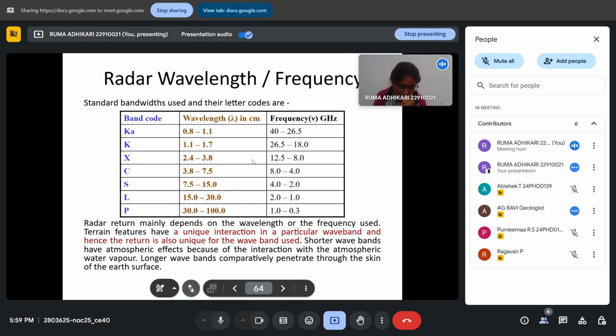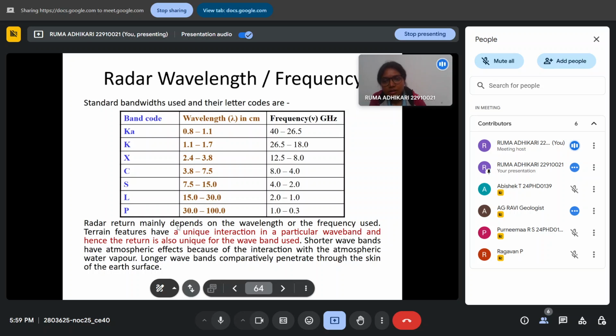Similarly, as I mentioned before, these are the radar wavelengths or radar bands: Ka, K, Ku, X, C, S, L, P. As we go down, the wavelength increases. So for L this, for P this.